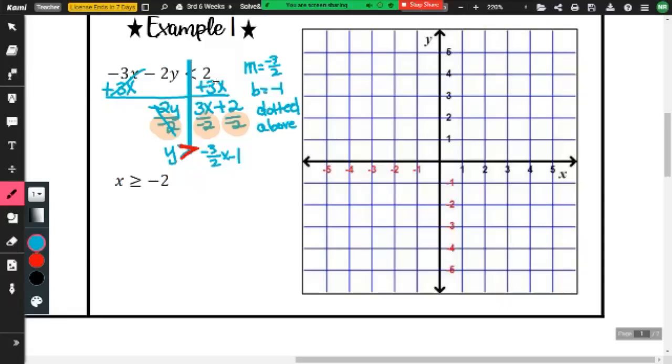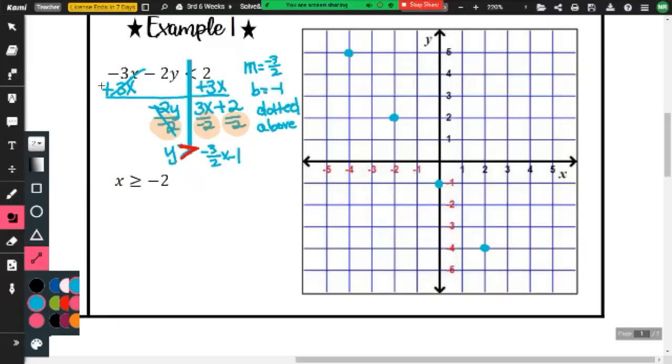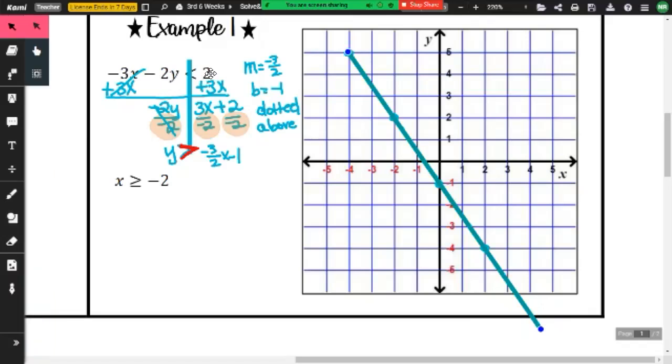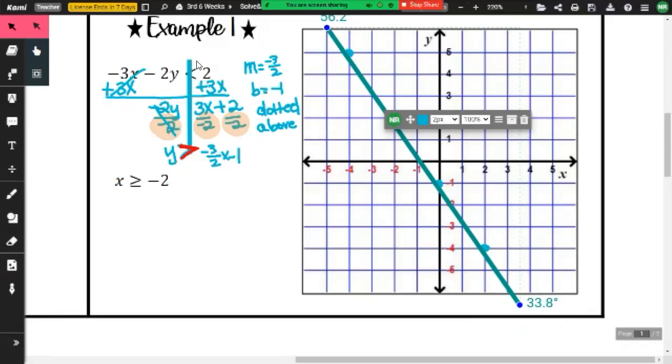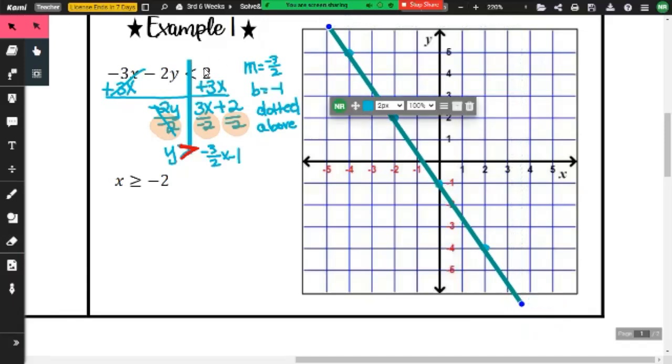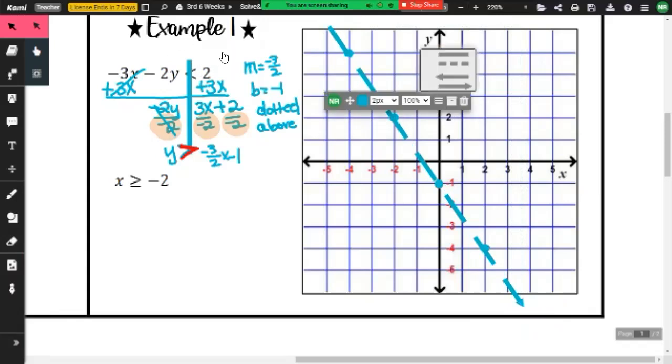Okay, so I'm going to start off by plotting that negative 1. And then it's down 3, right 2. So down 3, right 2. I can't keep going, so I'm going to have to go up 3, left 2. Up 3, left 2. So when I make this line, just remember it is a dotted line. I'm going to make it go past, that way I can shift it up. There. All right, and we're going to shade above that line.